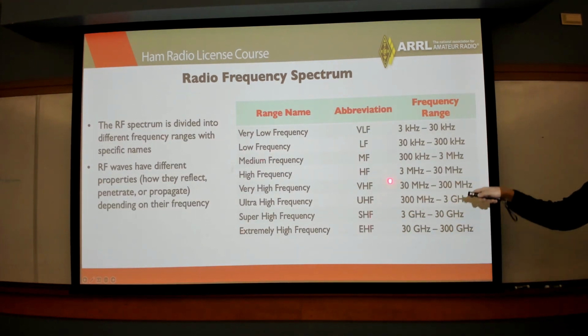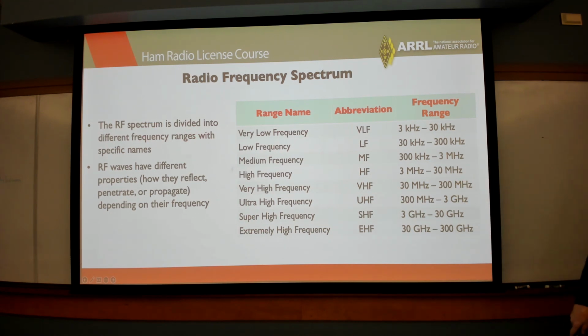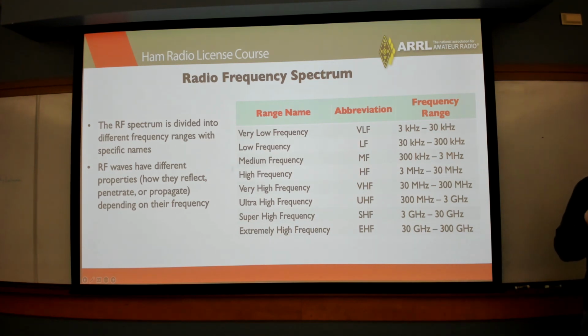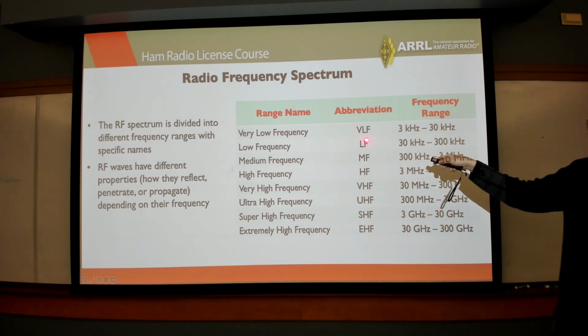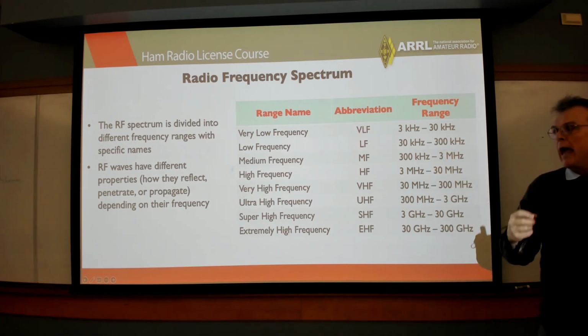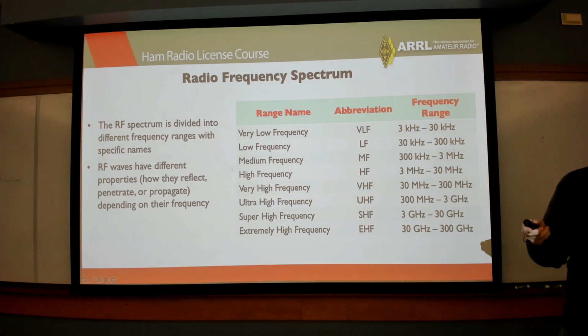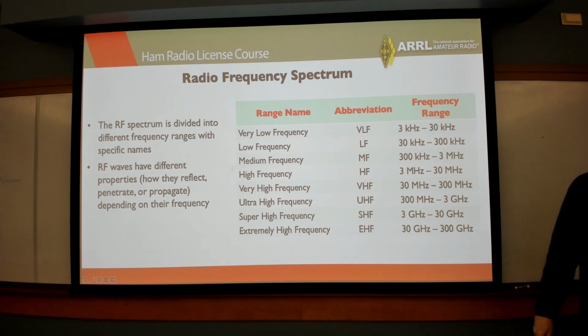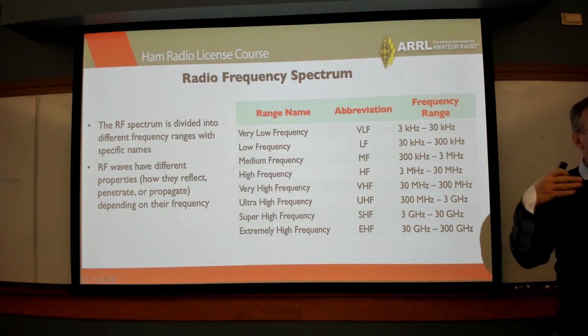Now, here are the different names that are given to the RF spectrum. Very low frequency, VLF, low frequency, LF, all the way through MF, HF, medium, high, very high, ultra high, super high, extremely high frequency. Each of these frequency ranges, RF energy, radio frequency waves, behave differently. You'll find that these ranges are typically split up in terms of how the radio frequency waves reflect or penetrate or propagate. So how easy are they to listen to? Depending upon the frequency, we'll see different properties.